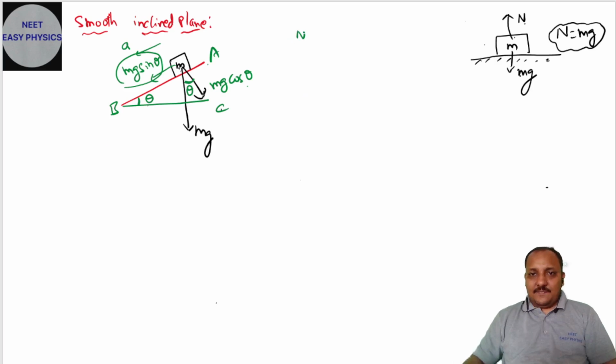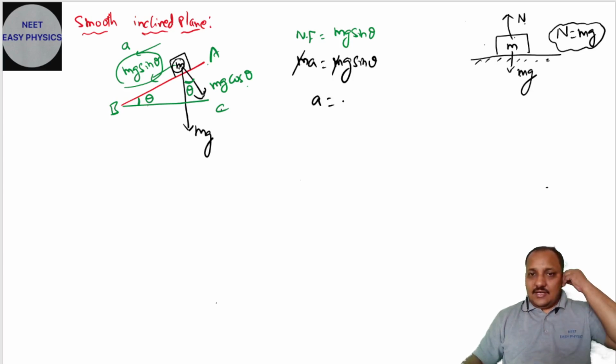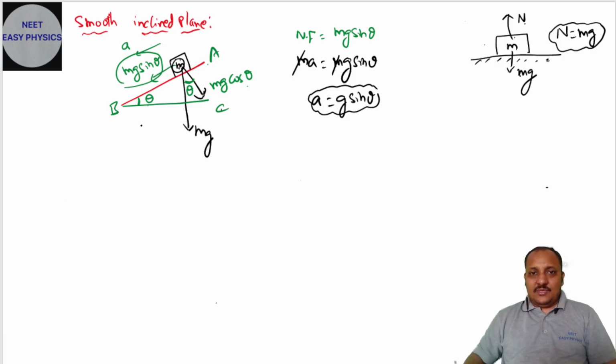Therefore, net force is equal to mg sin theta. According to Newton's second law, if mass is constant, net force is ma. So ma equals mg sin theta. Therefore, m will be cancelled, and the acceleration is g sin theta. This is the acceleration of the object whenever the object is moving downwards on a smooth inclined plane. If the object is moving downwards, a equals g; if we project vertically, of course, a equals minus g. Similarly, now the object is moving downwards, so the acceleration is g sin theta on the inclined plane.